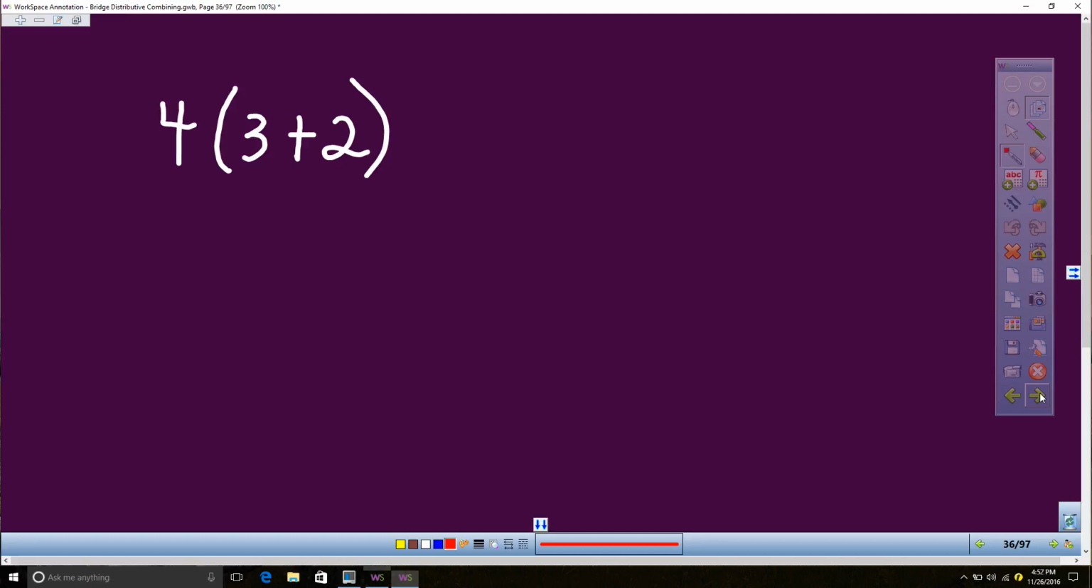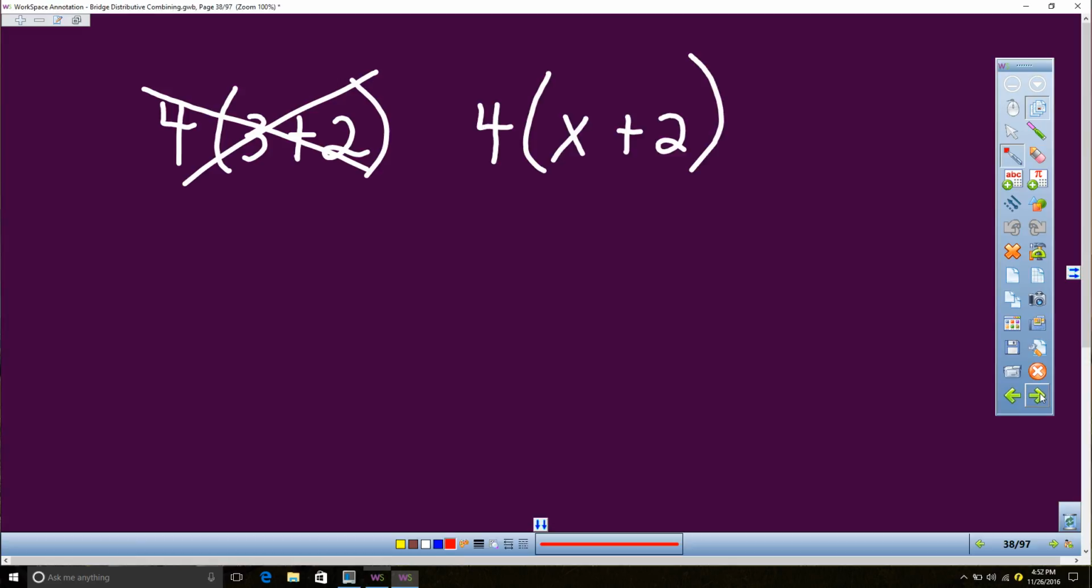So when do we use the distributive property? Well, we use it in a situation like this. When you have a variable in your expression and you've got the parentheses, then we use the distributive property to simplify. Because I cannot use the order of operations, I can't go ahead and add the x to the 2 because I don't know what x is, so I can't add the x to the 2.